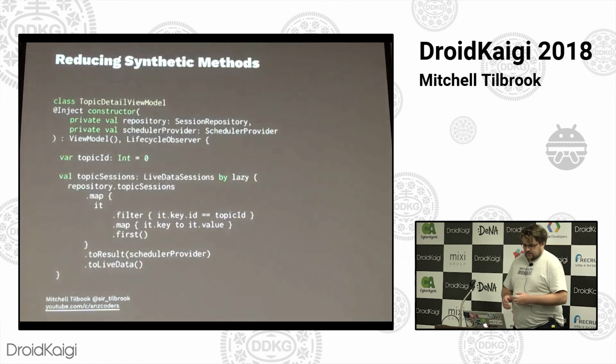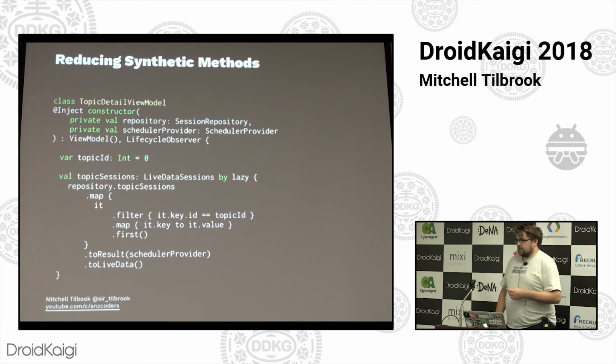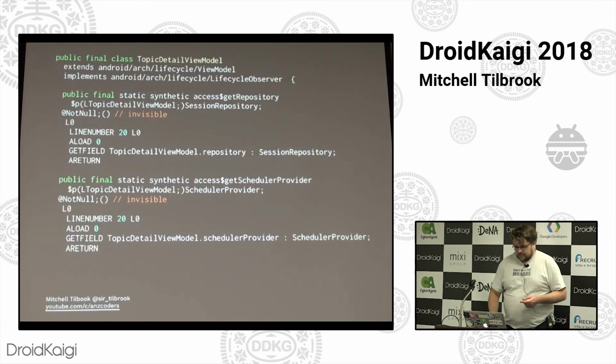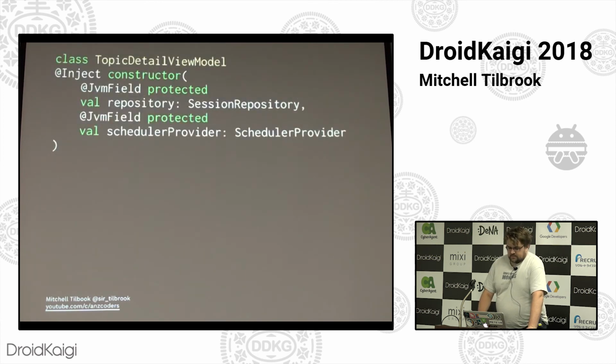So the next thing, just on the same topic of scope, is if we look at the lambdas in this example I've got from the DroidKaigi app, we can see that we're getting synthetic accesses. And this is because lazy is implemented using anonymous inner classes. And so, again, if we want to get rid of these synthetic accesses, we can mark the fields as JVM field protected.